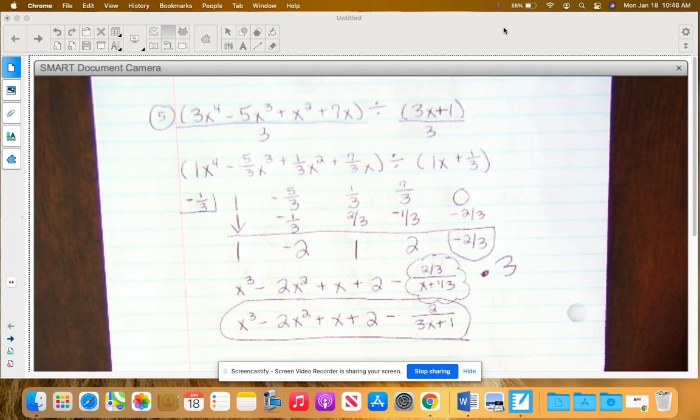So this is synthetic division. You put the opposite in a box, multiply, add, and you write your answer 1 degree below where you started from.